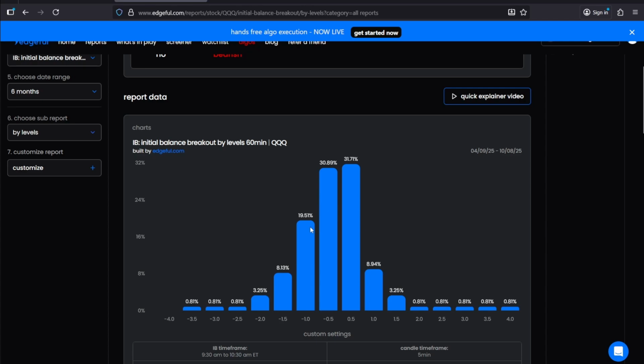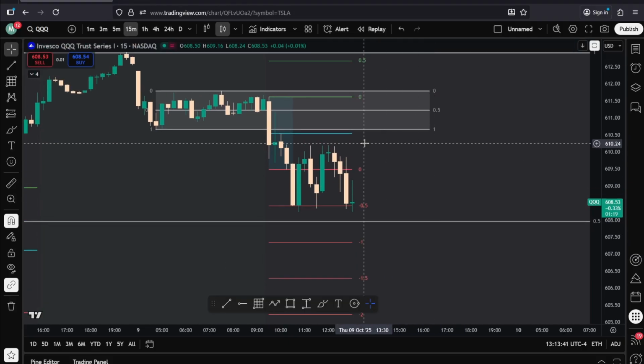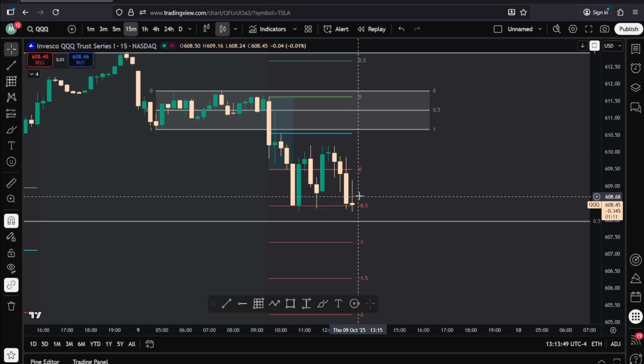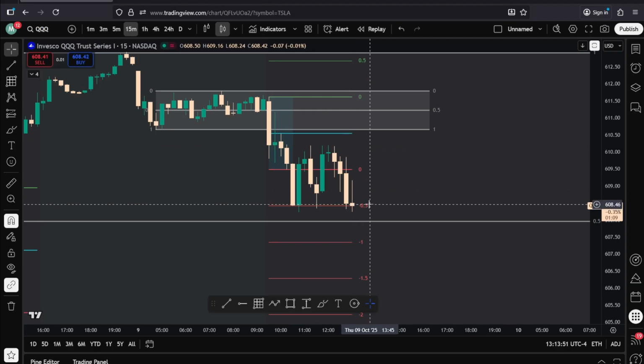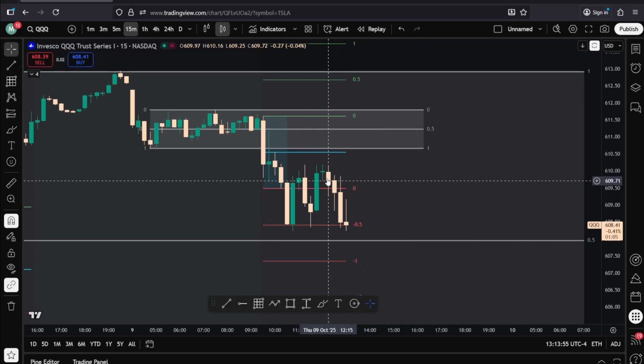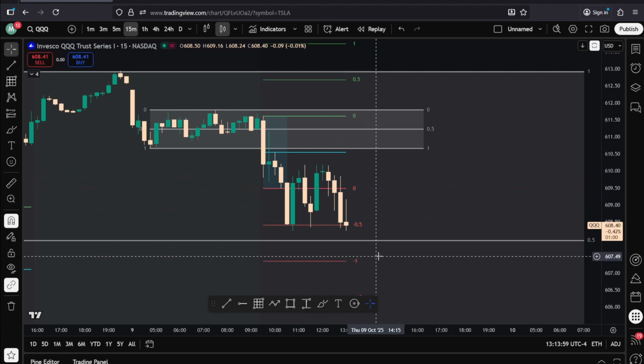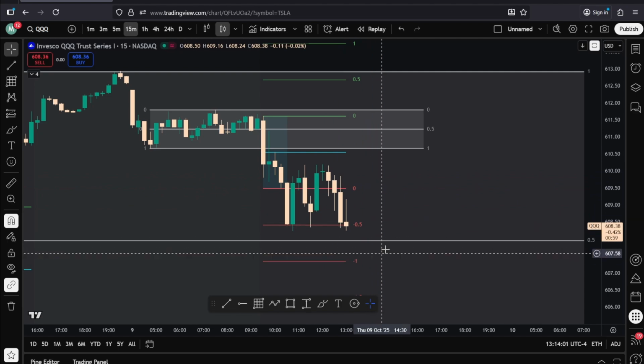We have a 1 in 5 chance of going to 1. We have a 1 in about 20 chance of going to 1.5 on either side. What that tells me is that once the initial balance is broken, and this is also why I've been getting most of my trading done prior to 10:30, you have a very slim chance of going to 0.5 or even 1 standard deviation. So why would I want to trade the chop that's between the bottom of that standard deviation and 0.5 or 1? It's not really much of a reason.